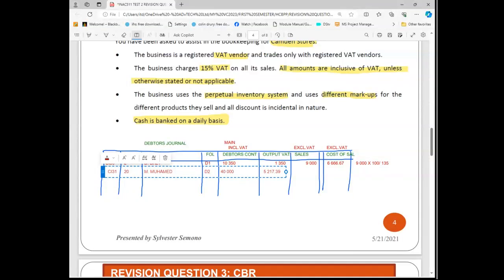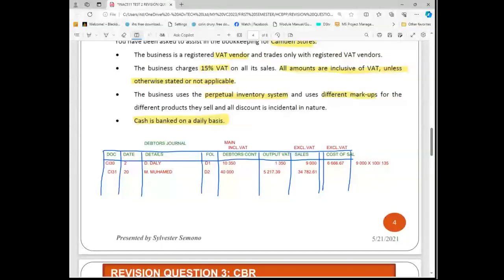Next step is to calculate sales. How can we calculate that? We subtract 5,000 from 40,000. It is 34,782.61. Thank you.